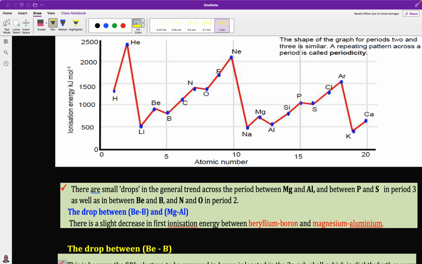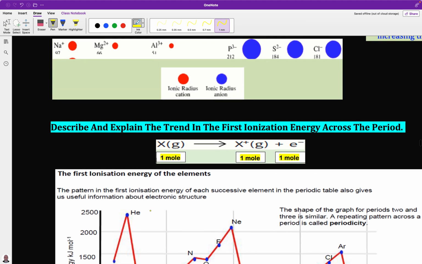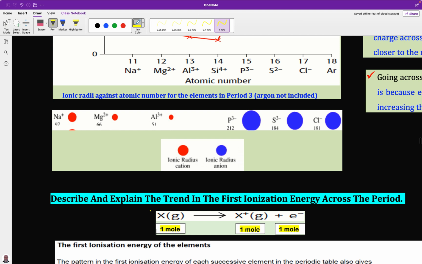For that reason, the valence electrons are pulled closer to the nucleus, leading to a decrease in the atomic radius. And for that reason, removing an electron becomes difficult, because you will need extra energy to overcome the force of attraction between the nucleus and the valence electrons. Then again, you should know the true definition of the first ionization energy.